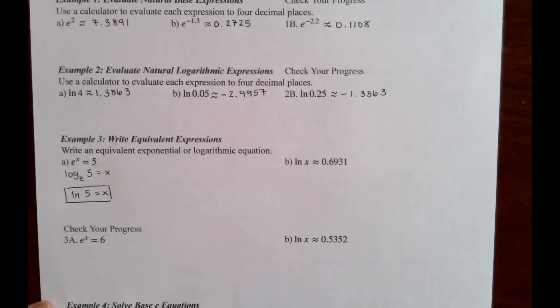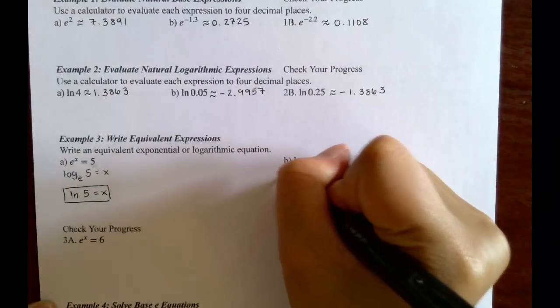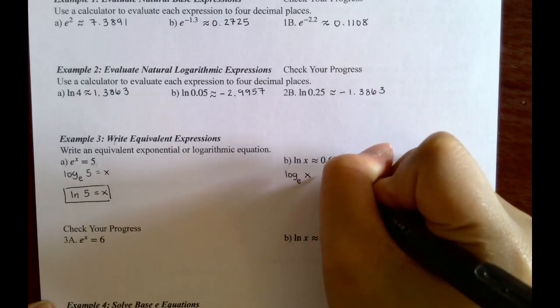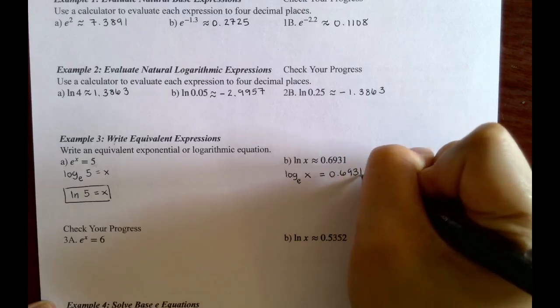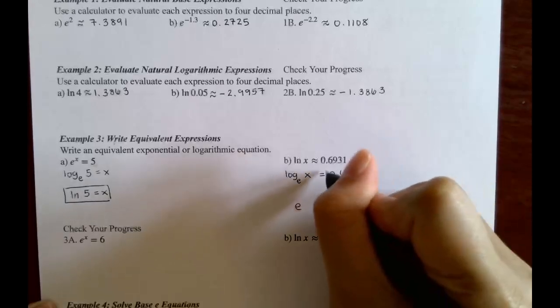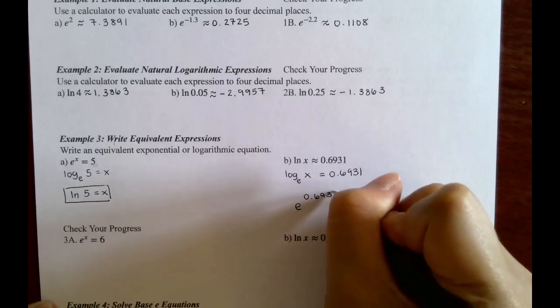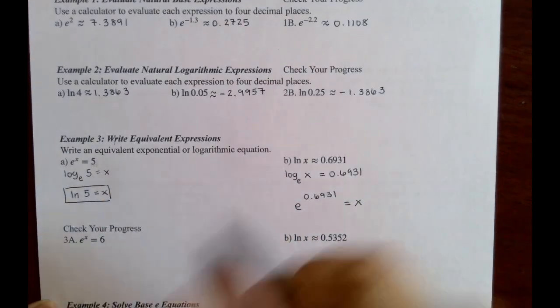Same thing here. The ln of x stands for log base e of x, is approximately 0.6931. So rewriting it, this is the base, this would be the exponent, and this would be the answer. And there you go.